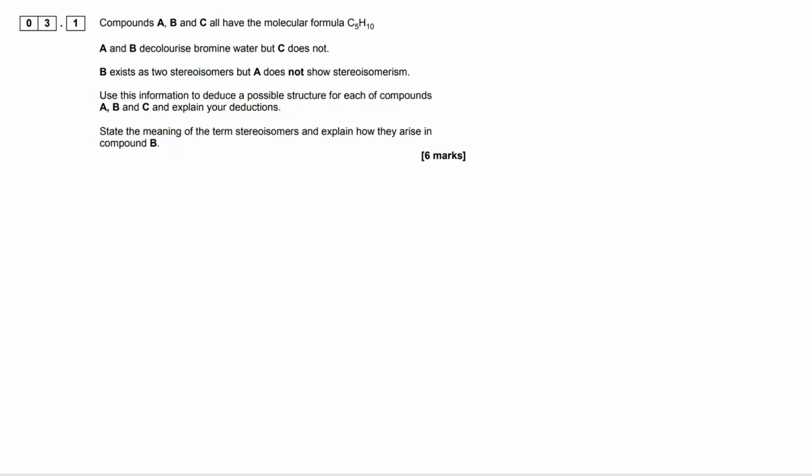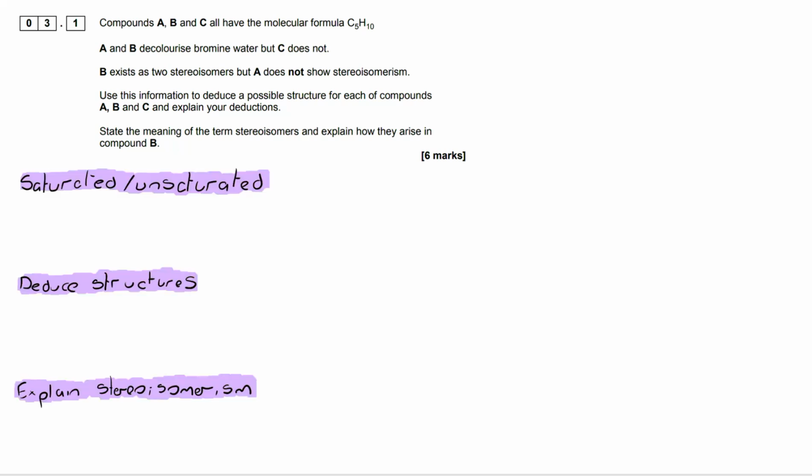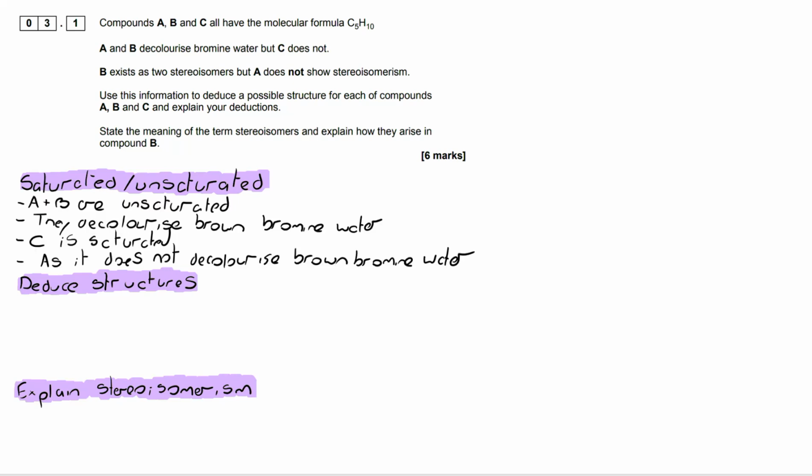stereoisomerism is. As is always the case in 6 markers, or certainly in the vast majority of cases, it breaks down into 3 different phases of the answer. We need to talk about the saturation and unsaturation of A, B, and C. We then need to deduce the structures, and we then need to explain what we mean by stereoisomerism and why compound B shows it. So you're taking lots of different components from different topic areas and bringing them together into this 6 marker. Now, the saturation unsaturation, we know that A and B are unsaturated and C is saturated.